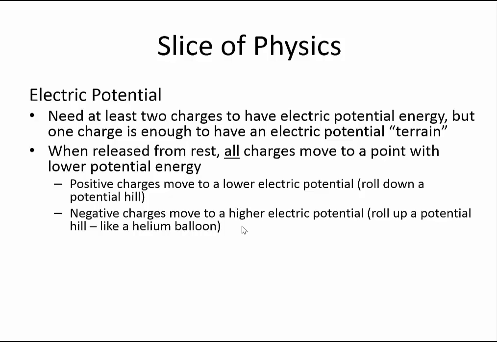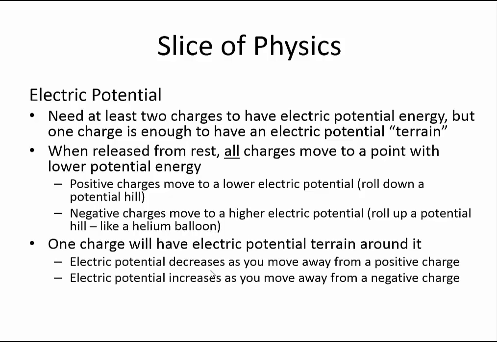Now, what created the potential terrain was a fixed charge, and we saw that positive charges sit at the top of a potential hill. So as you move away from a positive charge, the potential decreases, whereas negative charges sit at the bottom of a potential valley. So as you move away from a negative charge, the potential in fact increases.